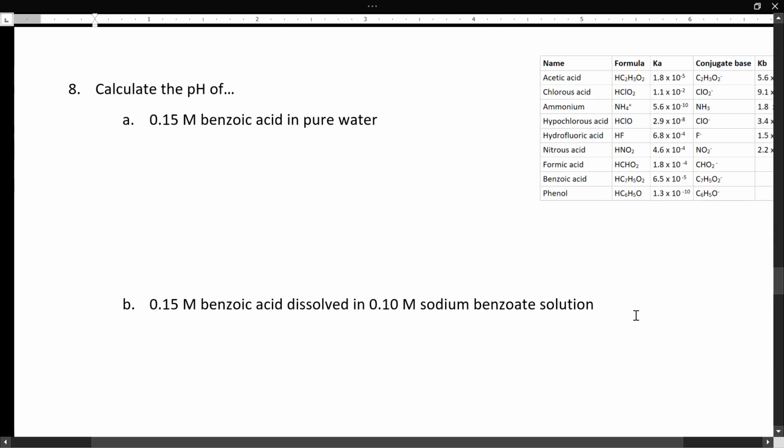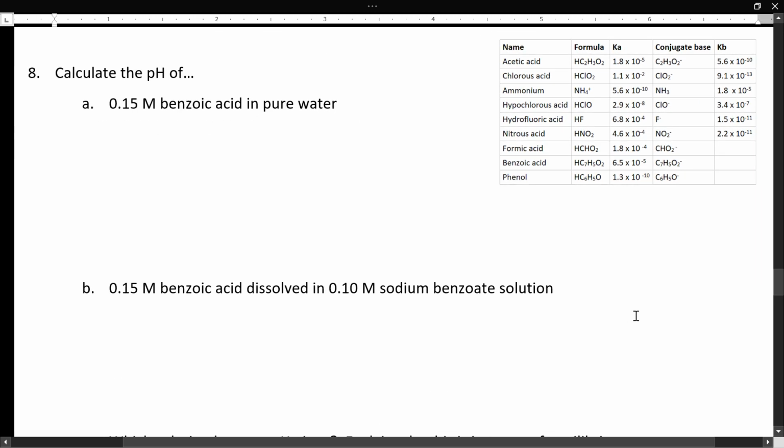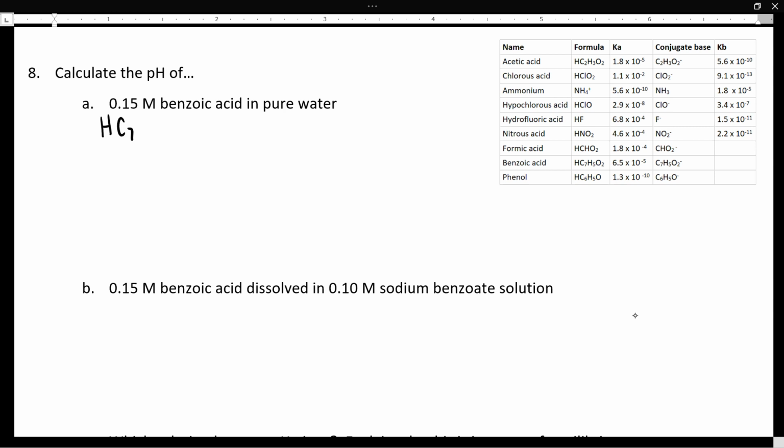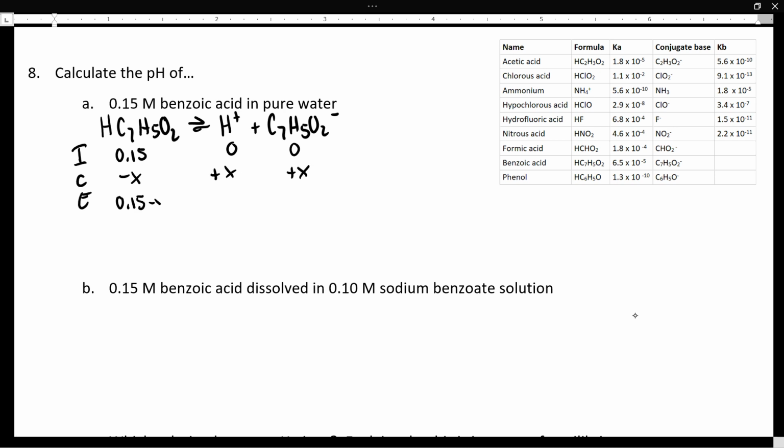So let's take a look at this one. If you're looking at benzoic acid here, so that's this one, HC7H5O2. It's a weak acid. So it's going to dissociate here. And so I could find the pH by setting up an ICE chart. So I'll just do that real quick. 0.15 minus x. All right, and then my Ka is my products over my reactants.